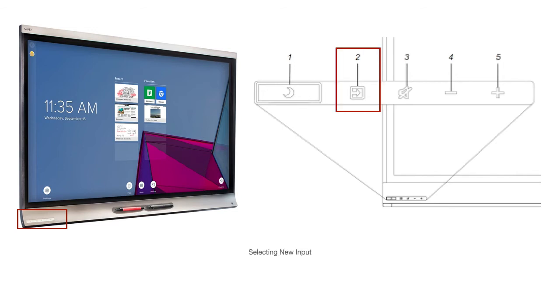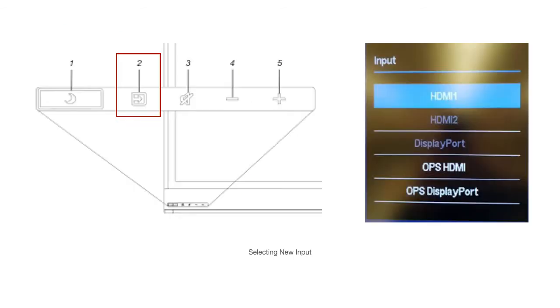Next, you will want to select the input, which is the button marked with an arrow. In this image, this button is labeled with a 2. Once you tap the input button, you will notice a menu appear on your screen that looks like the one on this slide. Tap the input button repeatedly until the blue line is highlighting the word HDMI that is illuminated with white font.